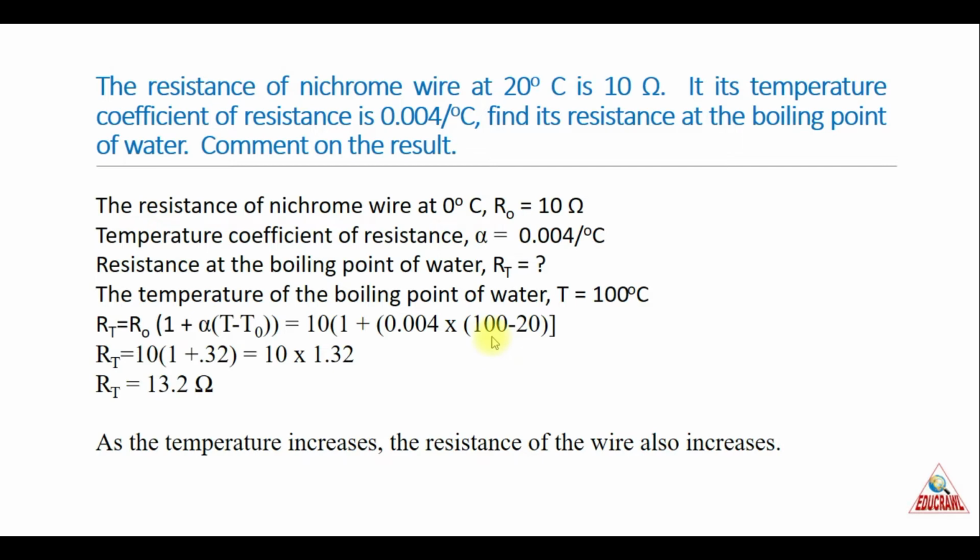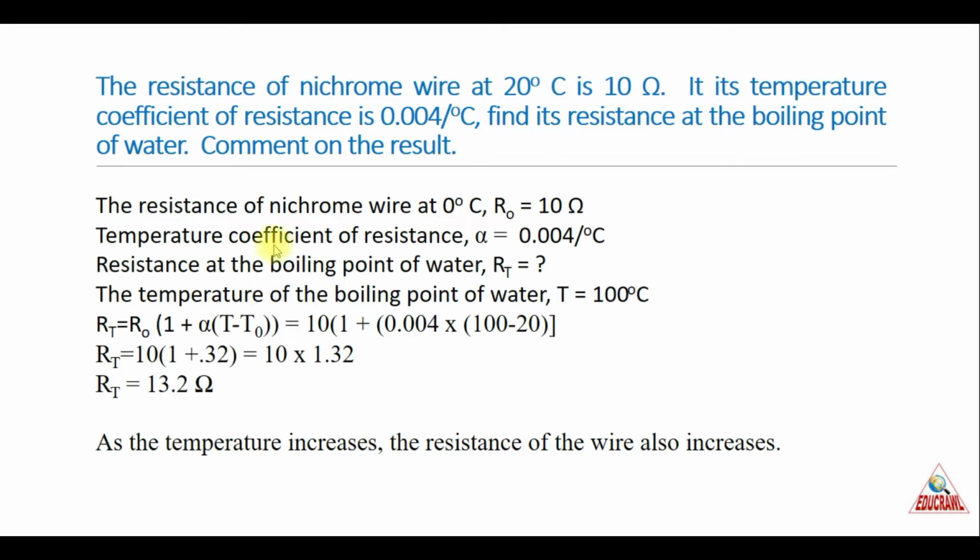T is the boiling point and T0 is the reference temperature, which is given in the question as 20 degrees Celsius. So 100 minus 20, it is 80. 80 into 0.004 is 0.32. So plus 1, it will be 1.32. Outside the bracket you have got 10. So 10 into 1.32, which is equal to 13.2 ohm.